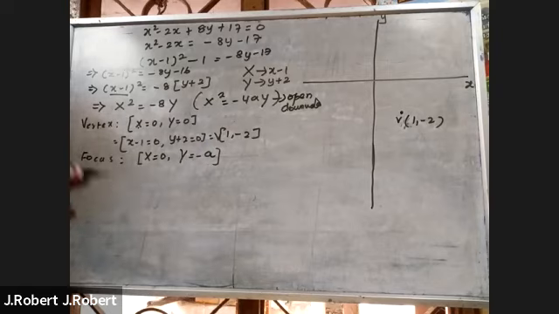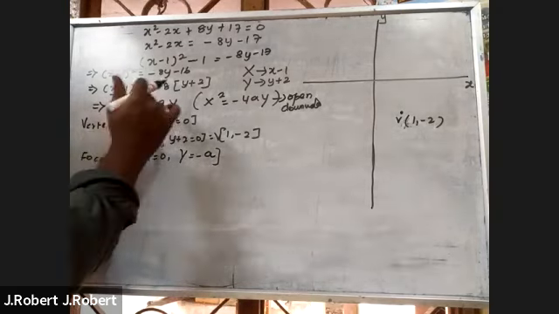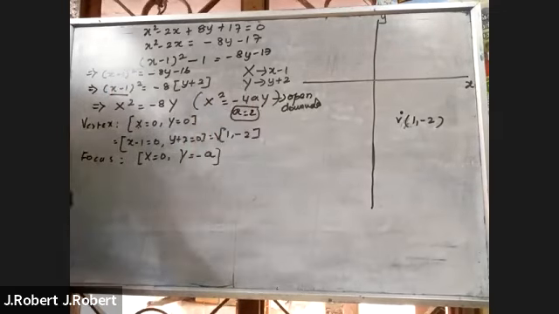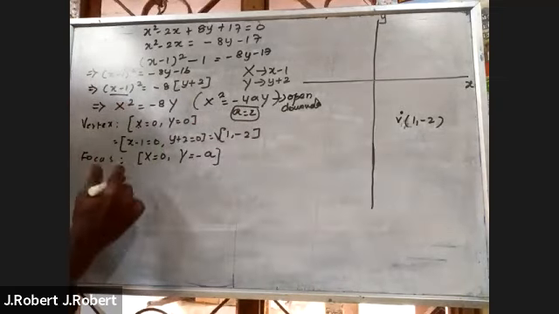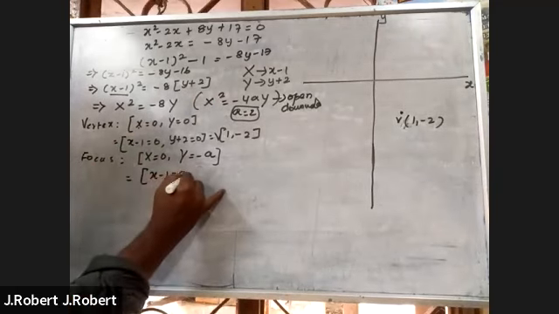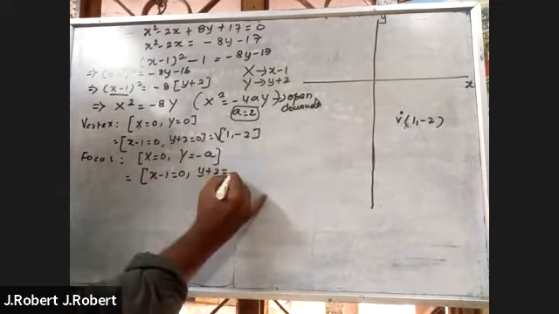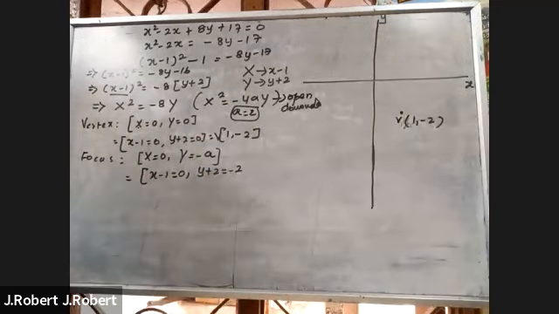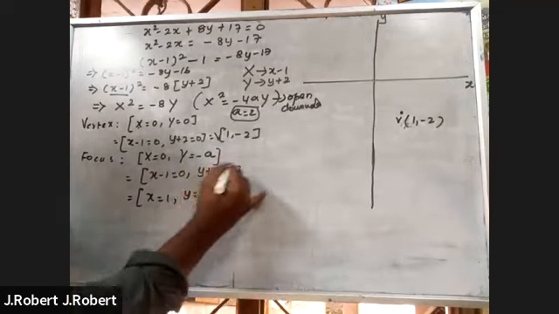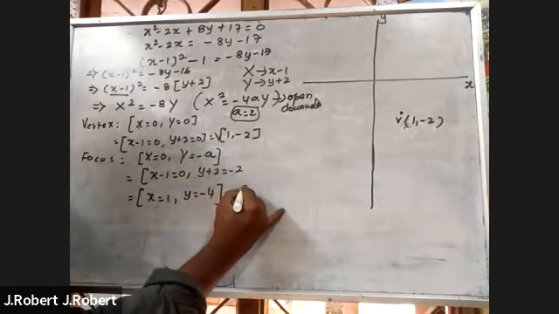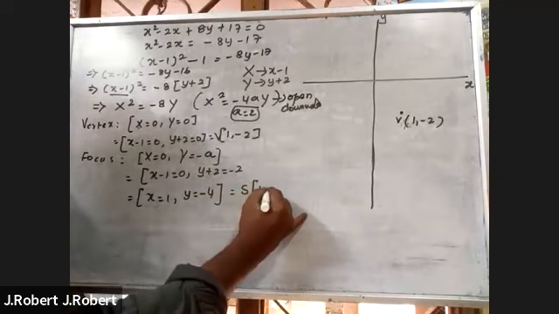X equals to 0, Y equals to minus A. Now we can find A from here: A is equal to 2, because 4A is 8, so A is 2. Then x minus 1 equal to 0, and y plus 2 equals minus A, which is equal to minus 2. The next one, x is equal to 1 and y is equal to minus 2 comma minus 2, which is equal to minus 4. Therefore, I can write the focus, denoted by the symbol S, as (1, -4).